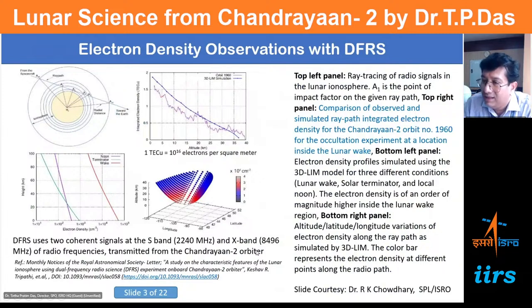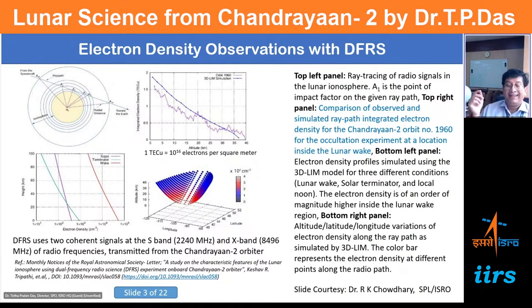So now there has been another observation on the electron density with the dual frequency radio science instrument. As I was explaining on the previous day, there is a technique called radio occultation. Somebody asked me, if you have to study plasma in any planetary body, what are the techniques? While answering, I mentioned that radio occultation is a technique.